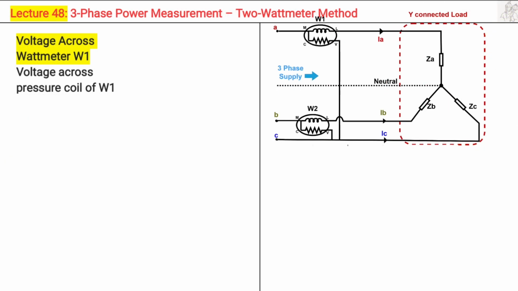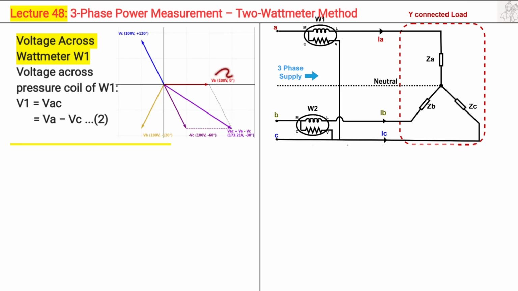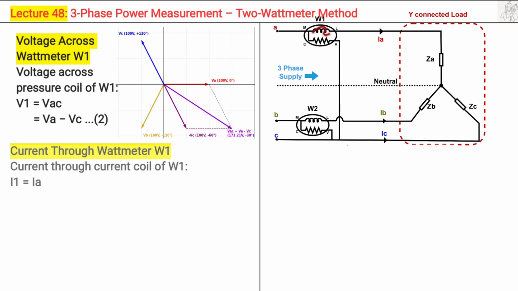Starting with W1, the voltage across W1 is simply the voltage across this coil CV, and since the potential coil is connected between phase A and phase C, the voltage measured will be VAC, which is simply VA minus VC. So if we have a balanced phasor, this is VA, the 120 degree displaced is VB, and 240 degree displaced is VC phasor. Therefore, minus VC will be this phasor extended into this side, and VA minus VC will be the resultant VAC phasor.